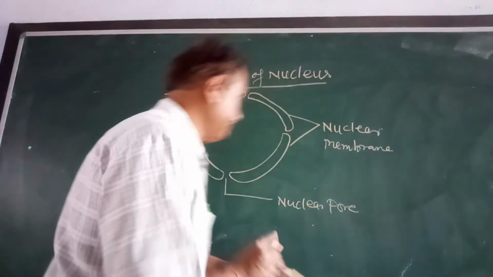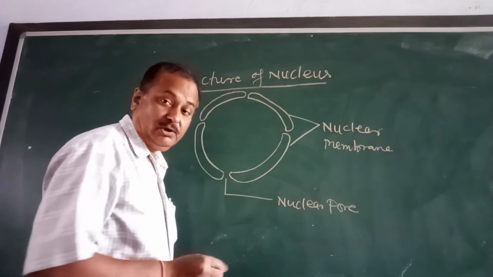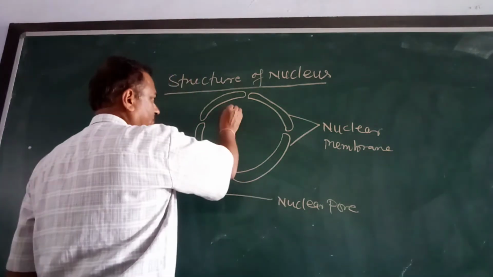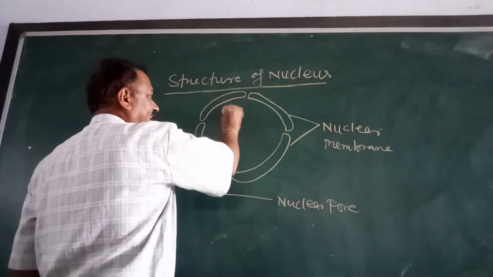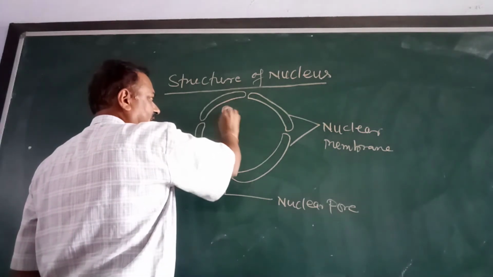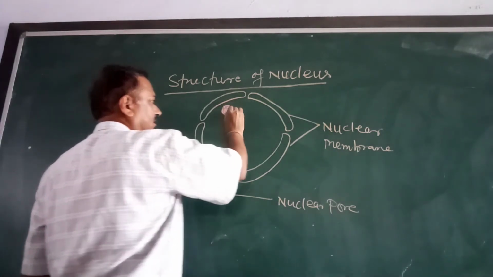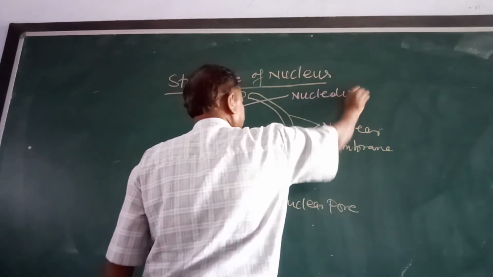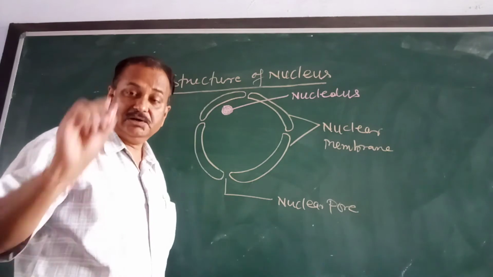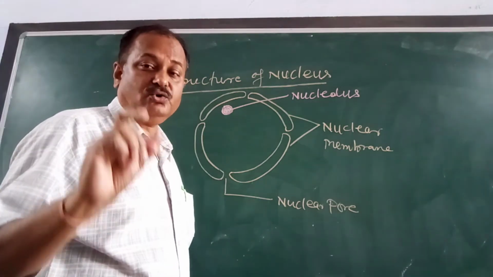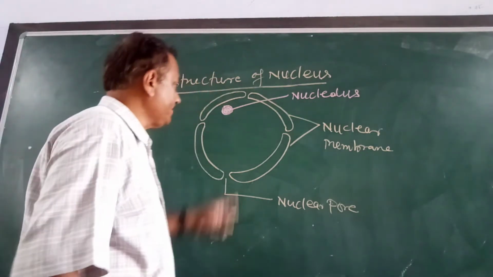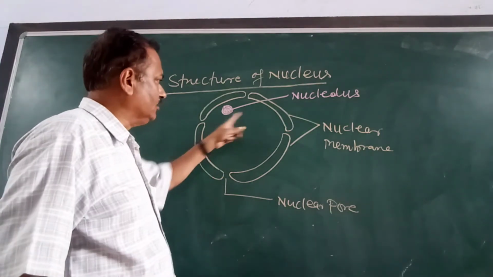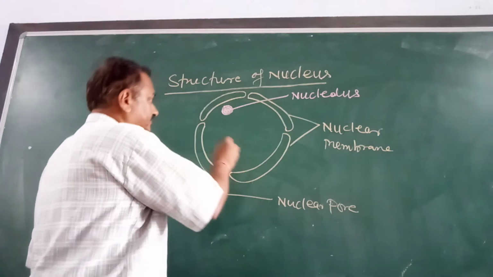there is the nucleolus. Nucleolus is an oval or circular structure. It is inside the nucleus, and this is nucleolus. Nucleolus is a circular structure, or it may be an oval structure, and it is inside. It can be present anywhere, not necessarily in one place. It can be here also, or it can be inside.